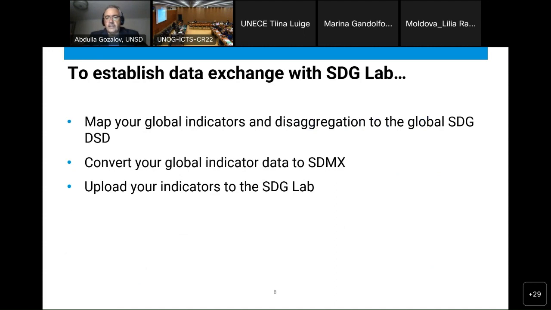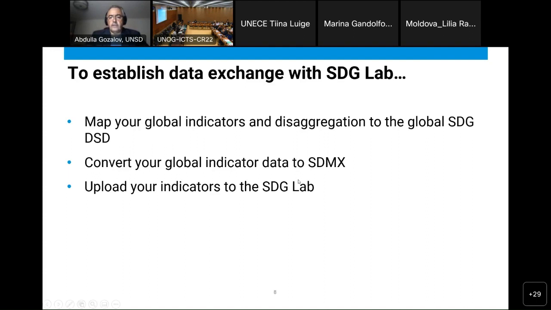What does it take to exchange data with the SDG Lab? First and foremost, you map your global indicators and disaggregation to the global SDG DSD. This is where almost all of the effort goes. And this is not surprising. The SDG indicator framework is very complex. There are hundreds of indicators and they are highly disaggregated. So whichever technology you use, mapping your data to the global standard is the most involved part of the exercise. Once you have mapped your data, you can convert it into SDMX using any of a number of tools available, depending on your infrastructure and requirements, and then you upload those indicators to the SDG Lab.